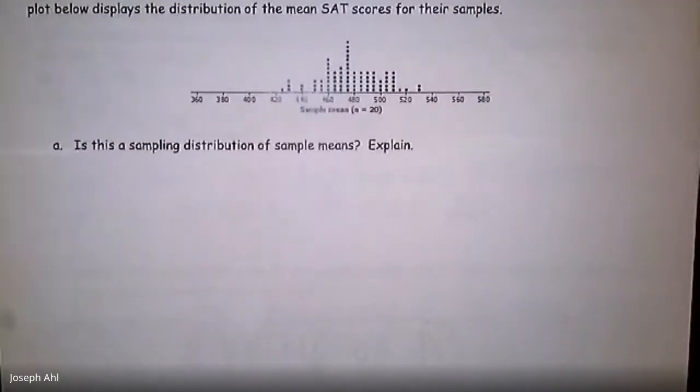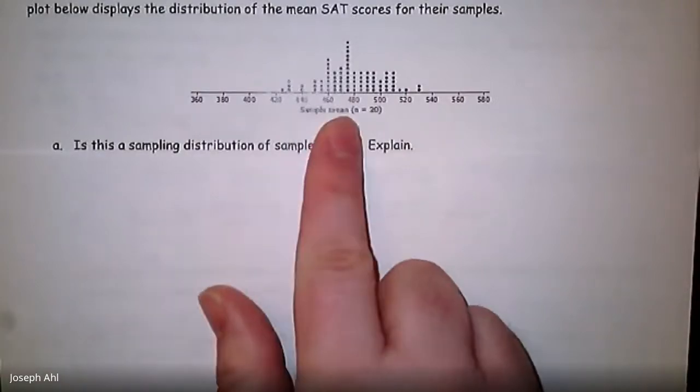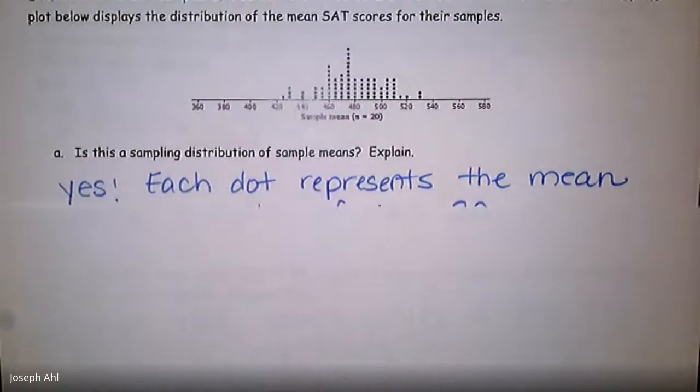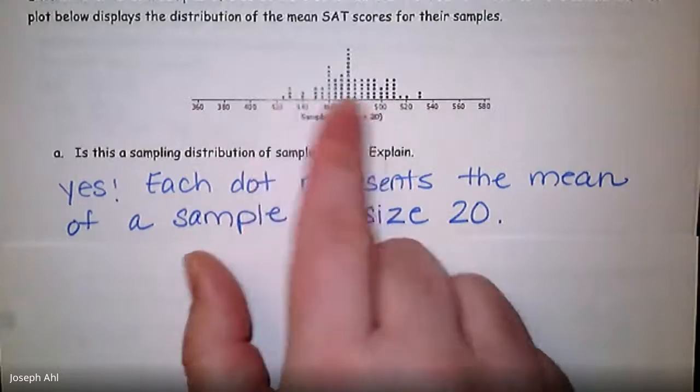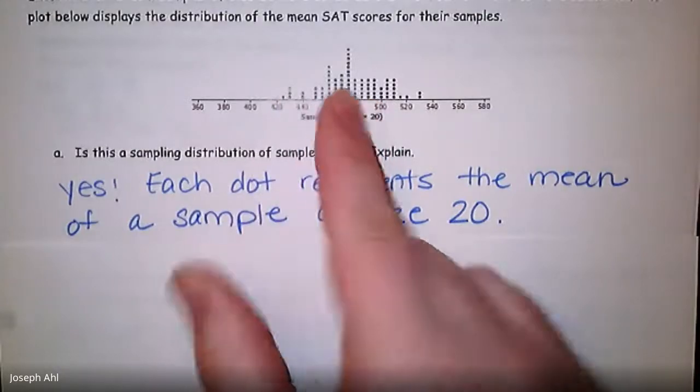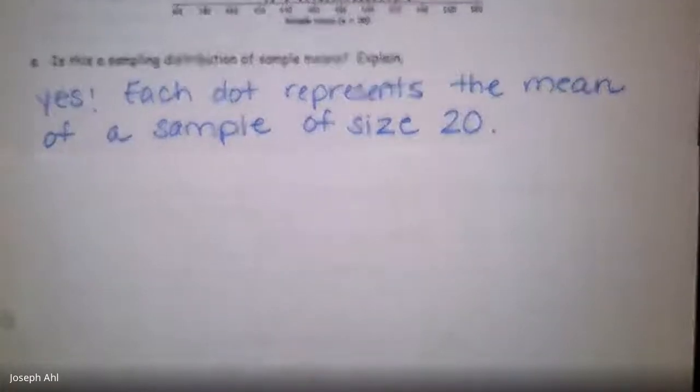So the first question says, is this a sampling distribution of sample means? And based on the way it's labeled, it better be, right? Yes, each dot represents the mean of a sample of size 20. Okay, so we looked at 20 students, their SAT scores, found their average, and that's what each of these dots represents. It's a group of 20 students and what the average was among that group.